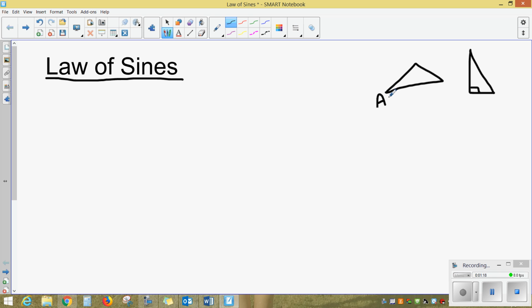When we have a triangle and we're labeling parts of it, we usually use capital letters for our angles, and we use lowercase letters for the sides. And so the side straight across from angle A will be side a, and straight across from angle B will be side b, and straight across from C will be lowercase c for side c.